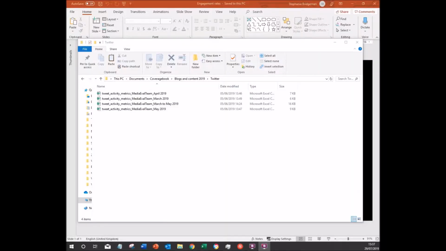In the last recording, I showed you how to get your tweet by tweet information out of Twitter Analytics and onto your computer so that you can do more data crunching. In this example, I wanted to look at a whole quarter's worth of coverage from Twitter, which I was able to do by pulling off a month at a time and then cobbling together back into one bigger spreadsheet, March to May.